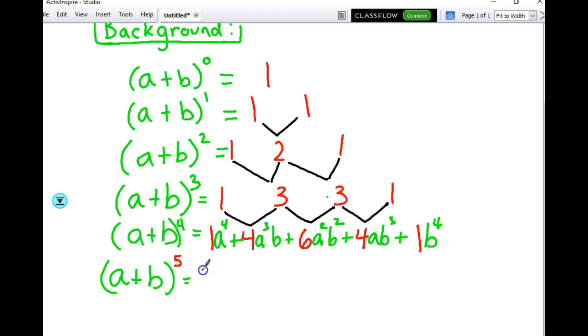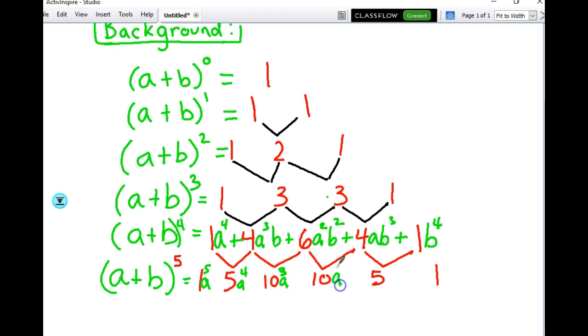So we know that the first number is going to be 1, and then 1 and 4 make 5, 4 and 6 make 10, 6 and 4 make 10, 4 and 1 make 5, and then we close it off with a 1. Then we have to put the variables in. It's going to be a to the fifth, a to the fourth, a to the third, a squared, a and no a, and then b to the fifth, b to the fourth, b to the third, b squared, and b.